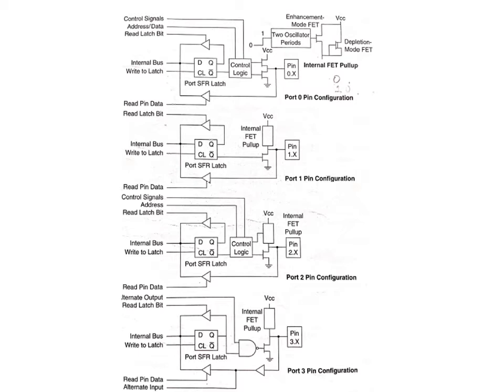For instance, the 8 latches for port 0 are addressed at location 80H. Port 0 pin 3 is bit 2 for the P0 SFR. The port latches should not be confused with the port pins here. This is very important. The data on the latches does not have to be the same as that of the pins.